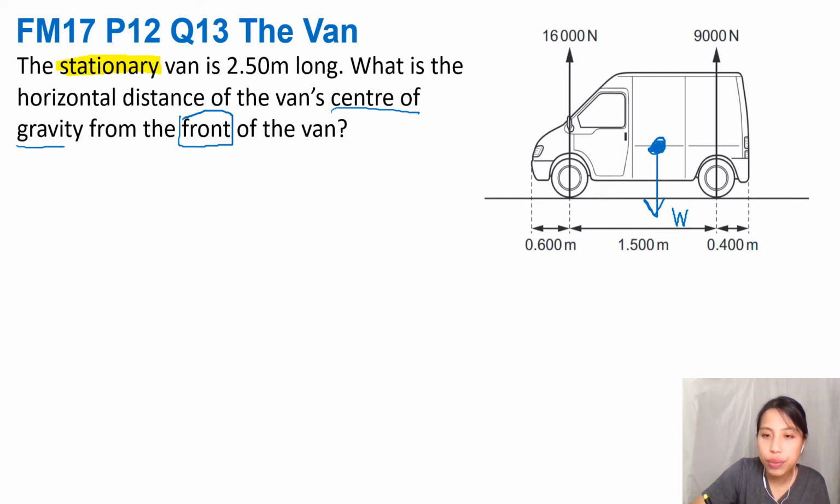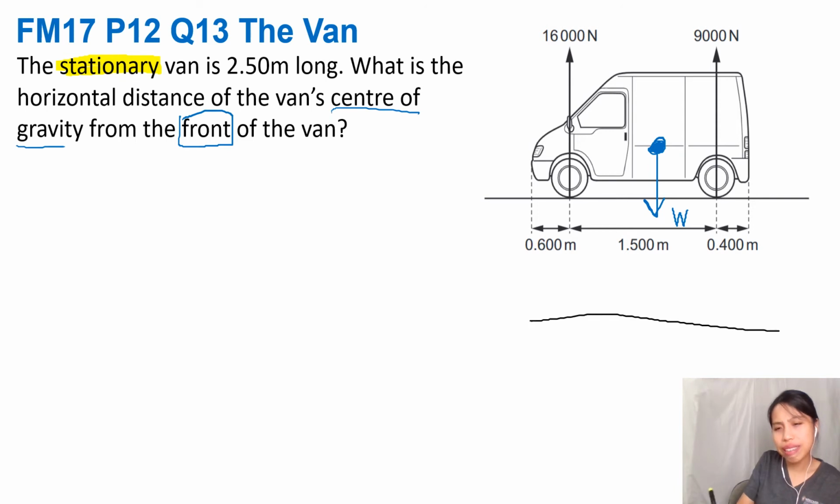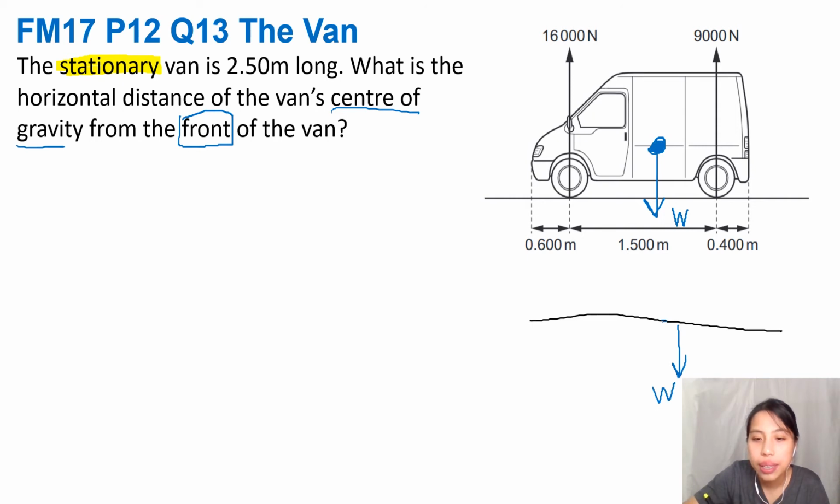First things first, if you feel a bit confused, like, why is there suddenly a van, how to think about it? You could model this van as a rod. My lines are not straight. This rod has the weight somewhere near the middle, maybe somewhere at the side, I don't know. Weight. And then you have the normal forces at the tires, 9,000 and 16,000 Newton.